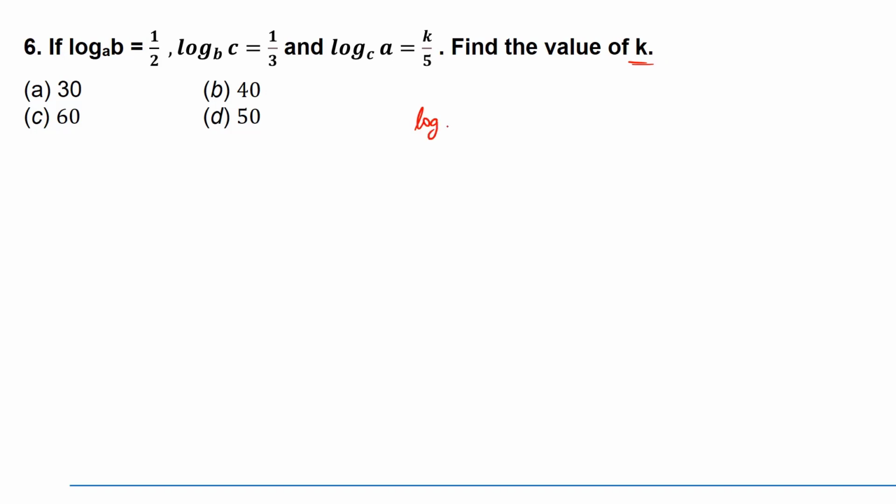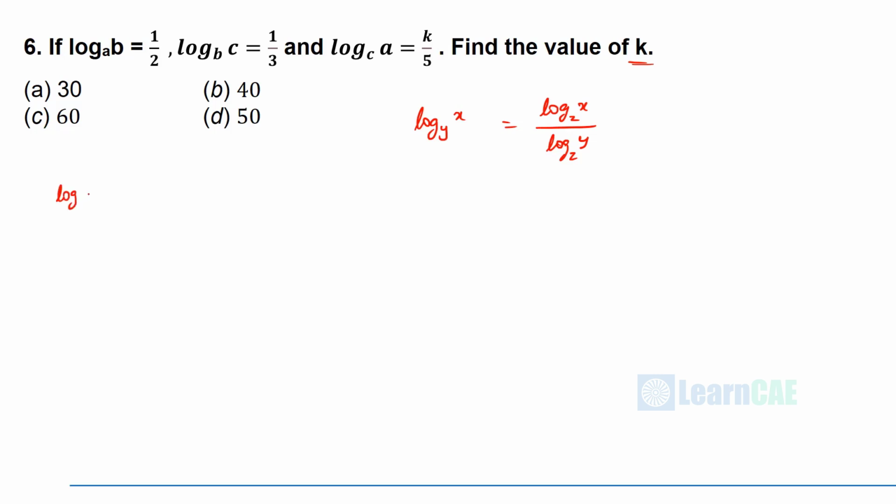So if any logarithm of x to the base y is given, this can be written as log x to any base z divided by log y to the same base z. So this is another property. As far as logarithms are concerned, you have to remember these properties. Once you are able to apply these properties and solve the equations, then it will be easy for you to solve it. Okay. So now let us rewrite the given question as per this condition.